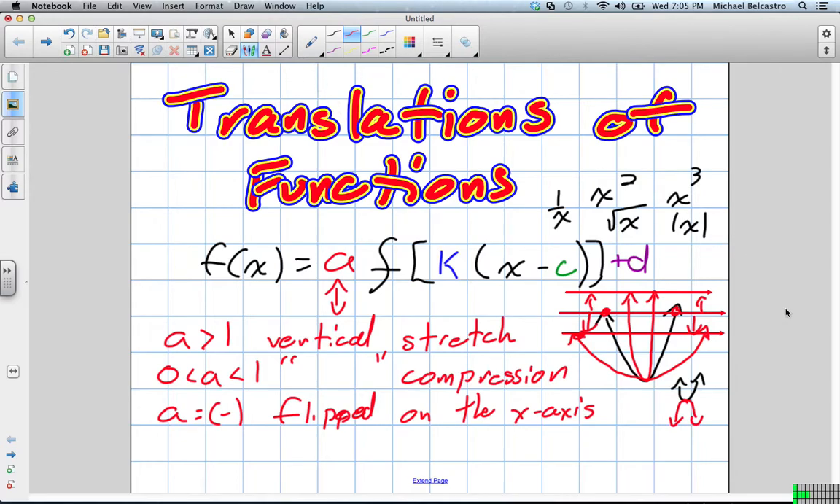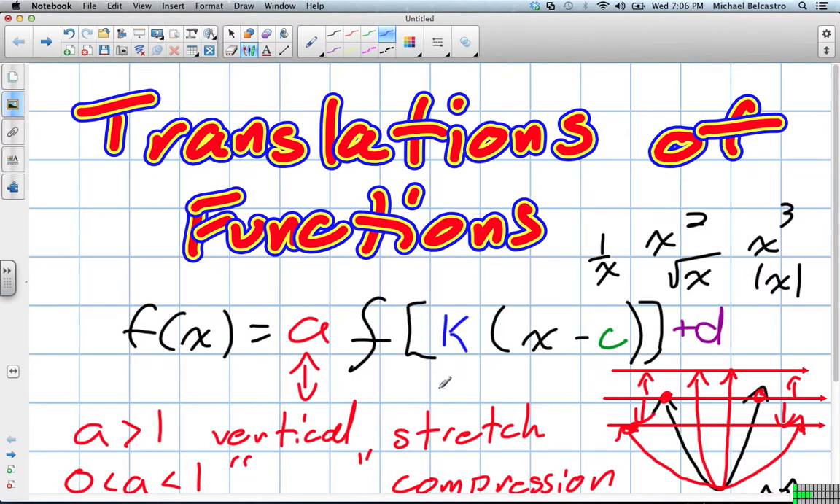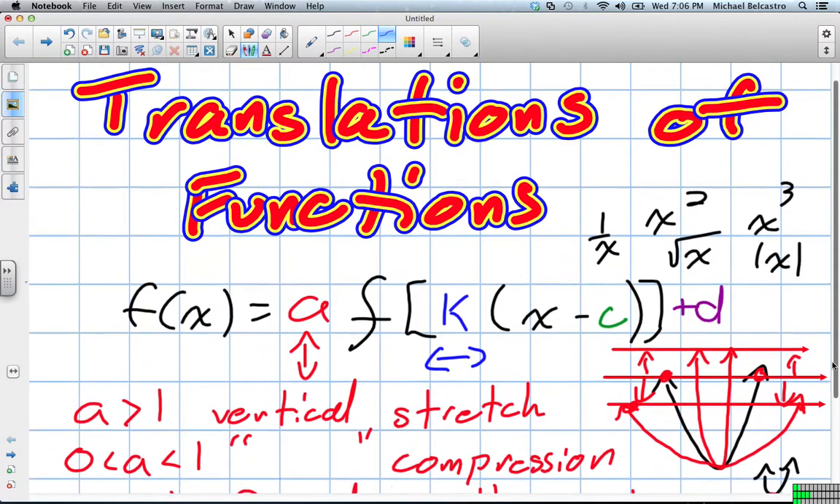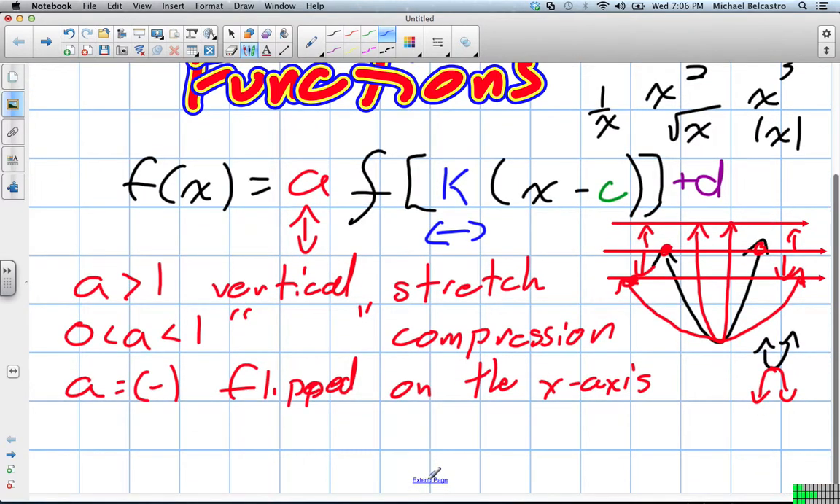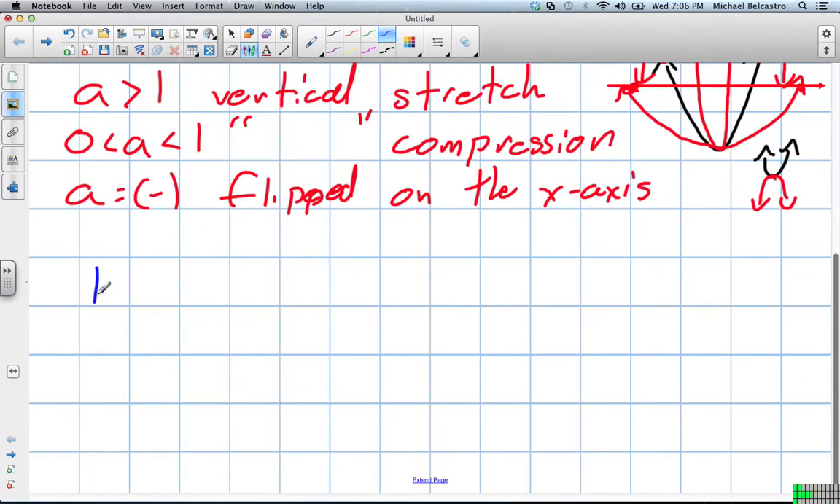Now K is a little harder to work with a quadratic, so we're going to use a different function to represent it. It's still the exact same rule. K actually deals with horizontal stretches and compressions. So they deal with the same types of stuff, but instead of going up and down, this one goes left and right.